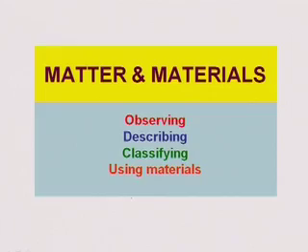And we are going to look at the following things as we introduce matter and materials to you. We will be observing things, describing things, classifying them, and also looking at what we use these materials for. These are some of the important processes in science, because we start gathering our evidence about materials by observing what they do, by perhaps describing them.